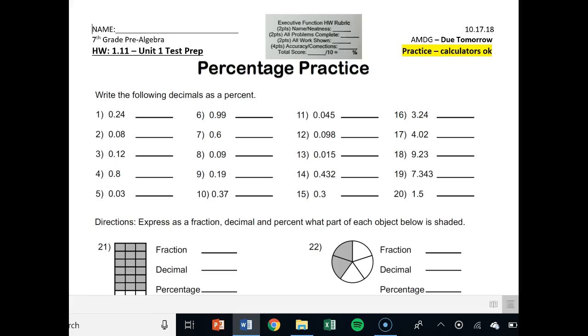Welcome to Homework 1.11, Unit 1 Test Prep. It's a practice homework. Calculators are okay. It's due tomorrow. Please make sure you show all work and be ready for your test tomorrow.